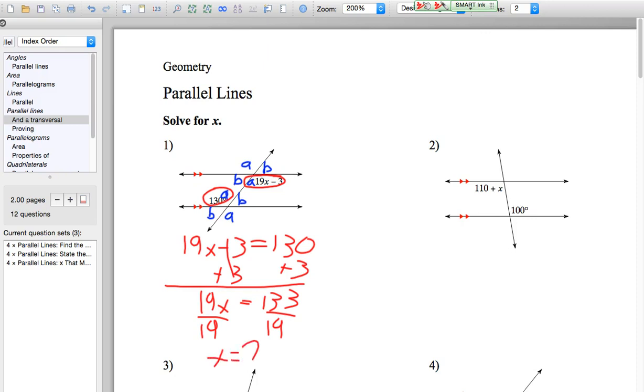So x equals 7. Now, does the question say to find x or find an angle? It says find x, so that's my answer: x equals 7. All right, let's do one more, and I'll let you practice a couple.